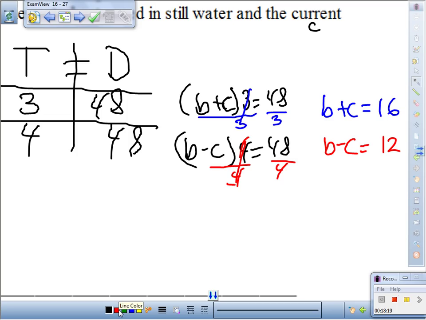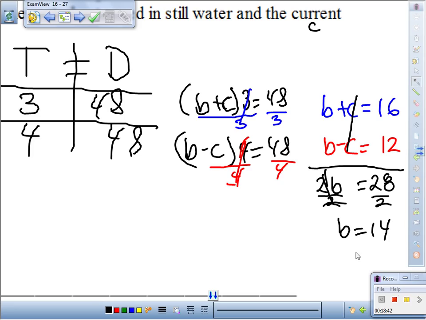Are we there so far? Yes? Now we can eliminate a variable. Which variable eliminates? The C. However, we need to combine the rest. Look up. This is where some of you make a mistake. What is B plus B? 2B. And 16 plus 12, that's 28. Divide by 2. B equals 14. From there, I want to find out what C is.